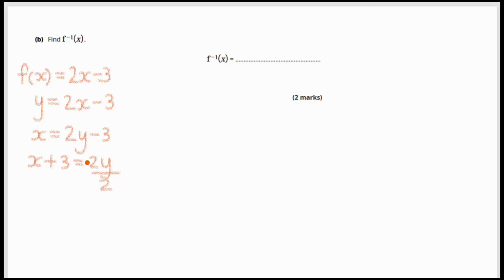The 2 above the line and below the line will cancel out. So I'm just left with y. But whatever I do on the one side, I have to do on the other side as well. So I have to divide that side by 2 as well. So then I have (x plus 3) divided by 2 is y. So that means the final answer will look like this. f inverse of x is equal to (x plus 3) divided by 2. And this will count 2 marks.